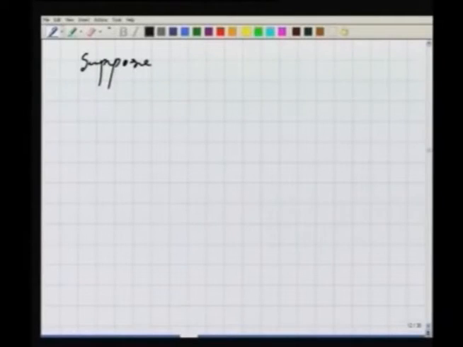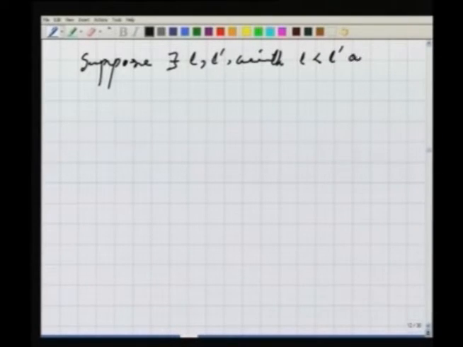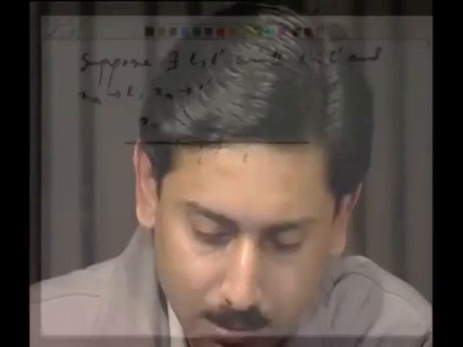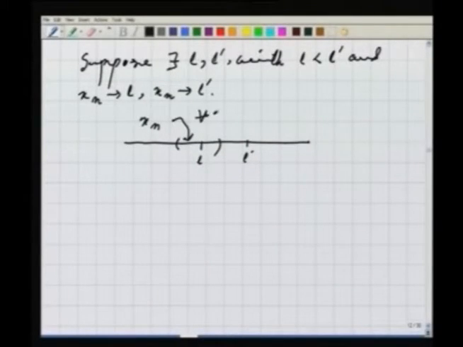Suppose there exists L prime with, let us say, L less than L prime, and x_n converges to L and x_n converges to L prime. What I will try to do is get a contradiction out of it. Again, let us draw a picture. This is where my L is, this is where my L prime is. I take an interval around L, then I know x_n is here for all n bigger than or equal to some N.